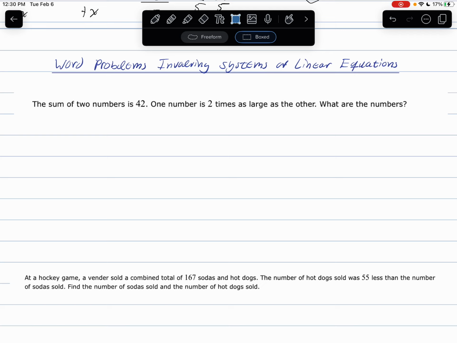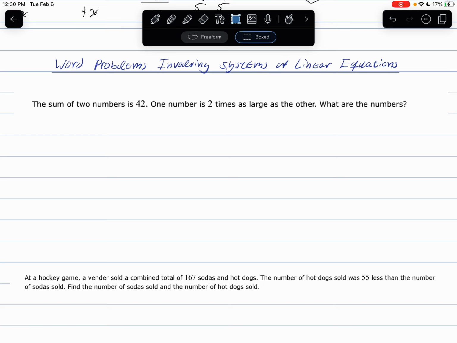Here's a pretty simple one to start with. It says the sum of two numbers is 42. One number is 2 times as large as the other. What are the numbers? So the sum of two numbers is 42. One number is 2 times as large as the other.